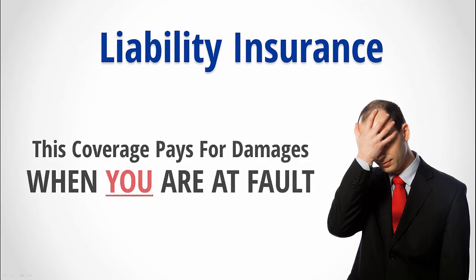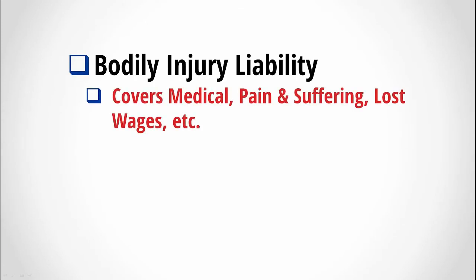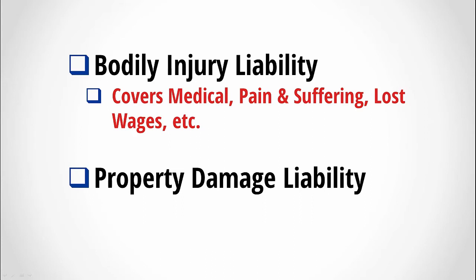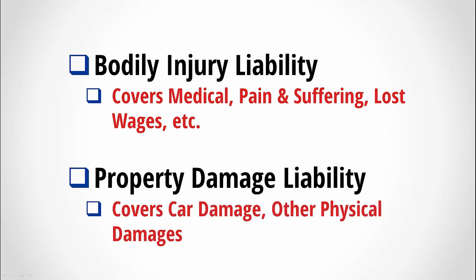This coverage can help pay for the damage if you are legally responsible for accidentally injuring someone, or for damaging another vehicle, or other property in an auto accident. Auto liability coverage falls into two categories. First, there's bodily injury liability. This covers medical expenses, pain and suffering, lost wages, and other special damages. The second category is property damage liability. This covers damaged property. For example, it would cover the car that was involved in the accident, or if you hit a lamp pole or house.